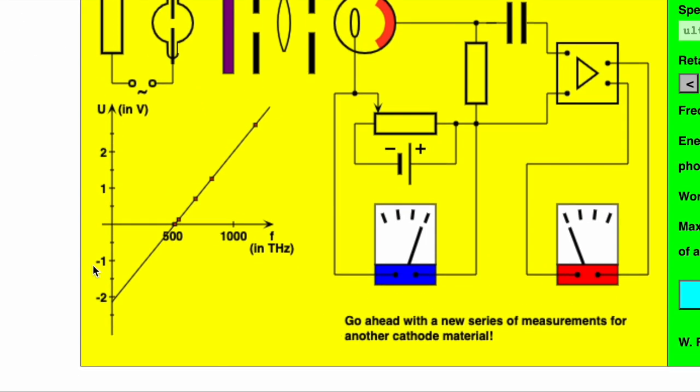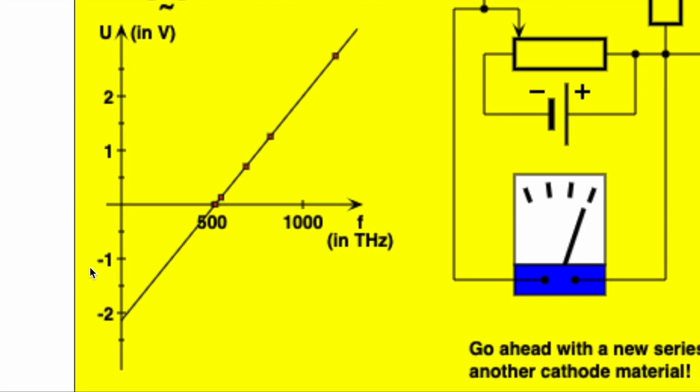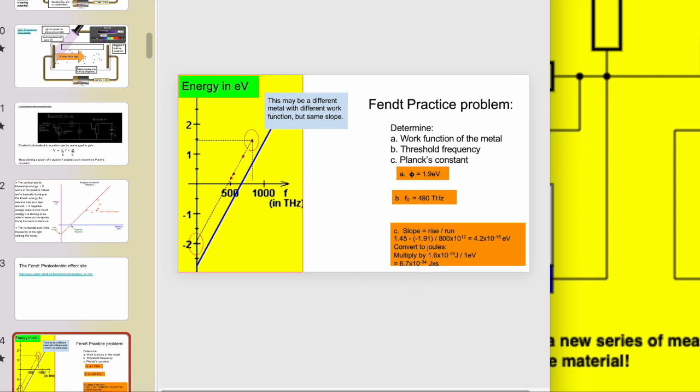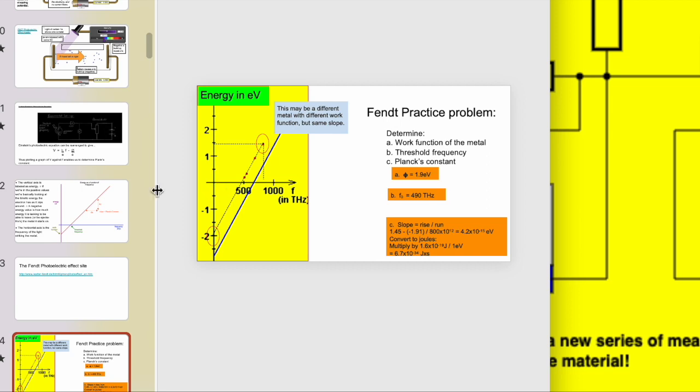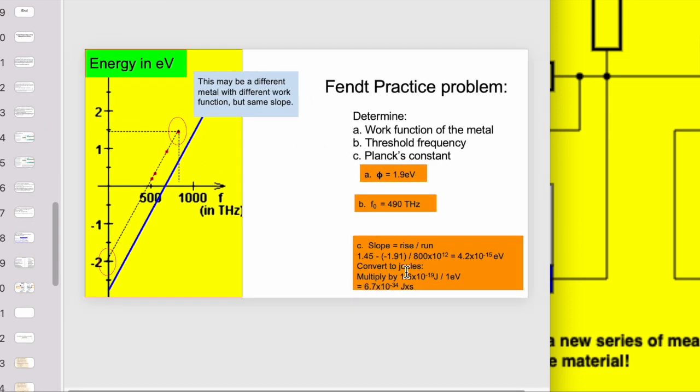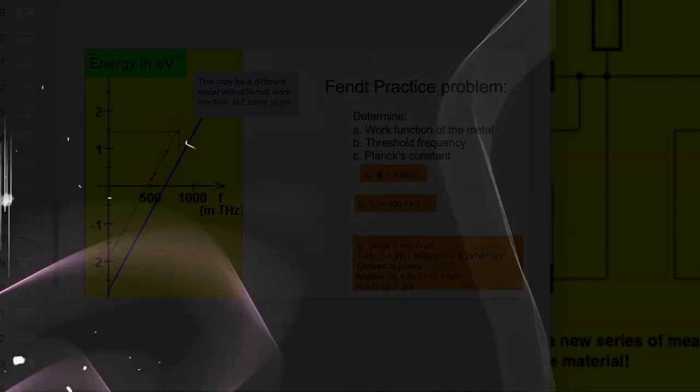And now we can take a look at our final graph and see if we can answer our questions. So we can go back to our practice here and see, can we determine the work function of the metal? Can we determine the threshold frequency? Can we determine Planck's constant? And hopefully from here you should be able to take this yourself and figure out the answers.